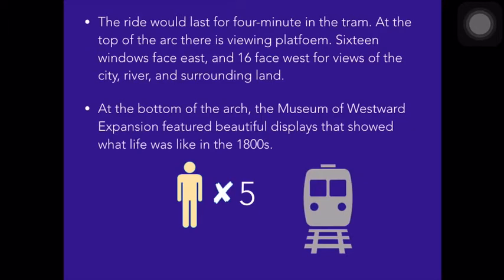Also 16 windows faced east and 16 windows faced west, and it showed all of the city, rivers and surrounding land. The view was actually amazing. And at the bottom of the arc, the Museum of Westward Expansion featured beautiful displays that showed what life was like in the 18th century. So you can see it from the arc at the top.